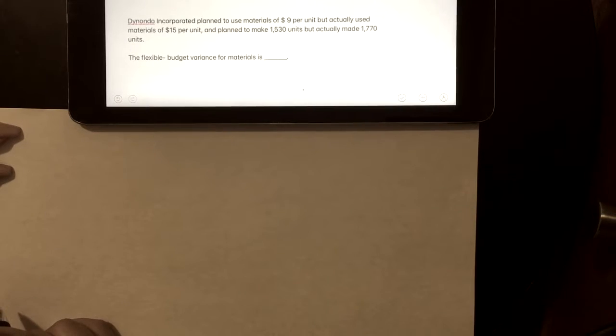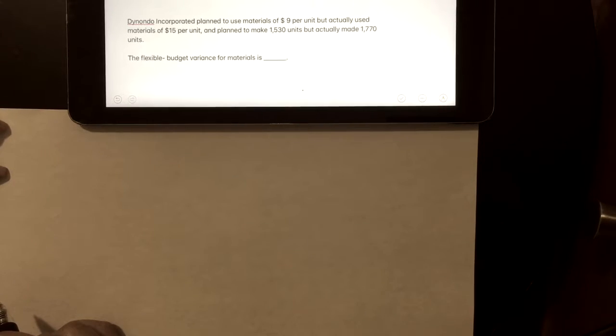Hello, so today we'll be finding out what the flexible budget variance for materials is. The Noodle Incorporated planned to use materials of $9 per unit, but actually used materials of $15 per unit and planned to make 1,530 units, but actually made 1,770 units.